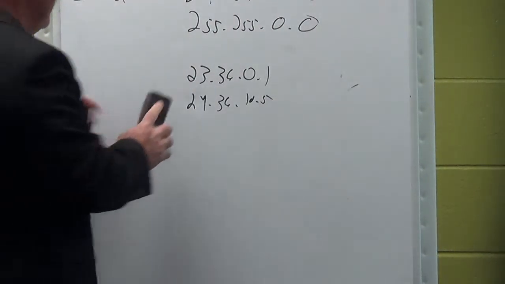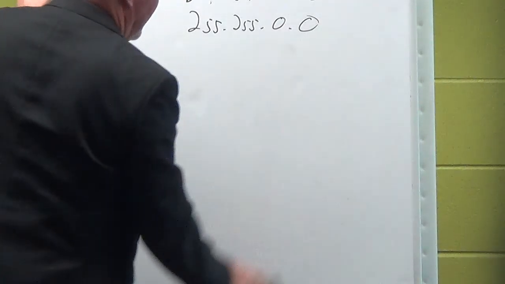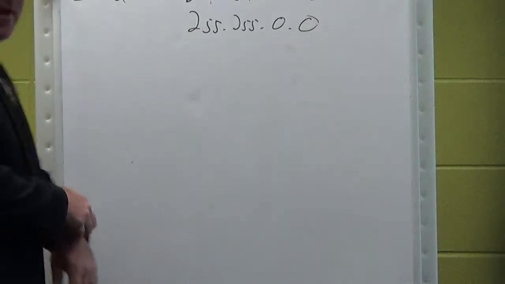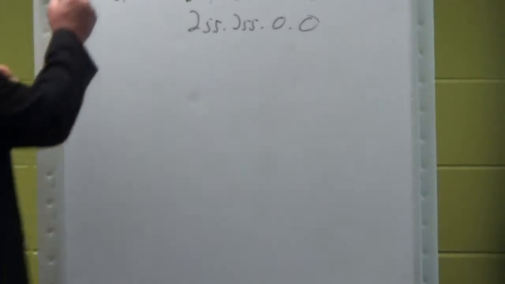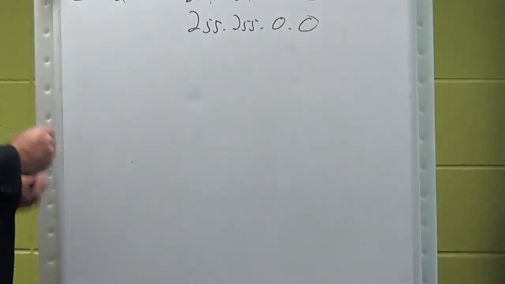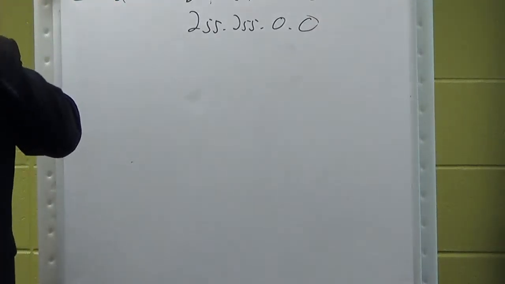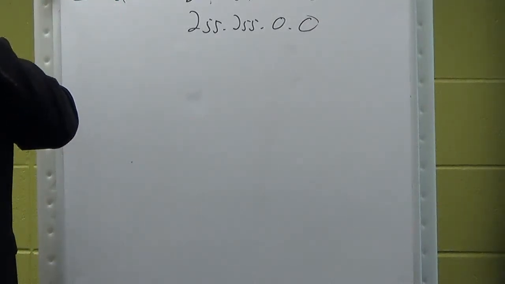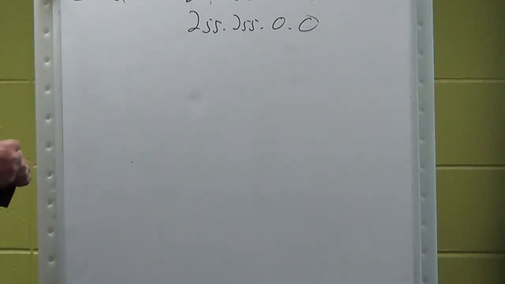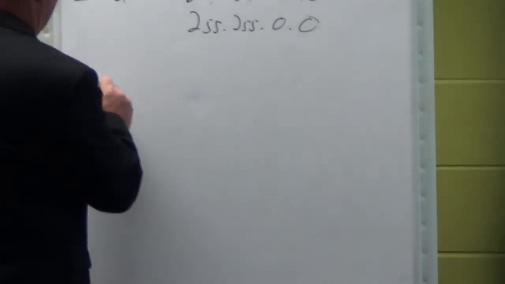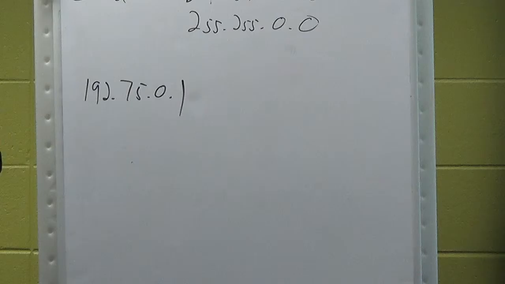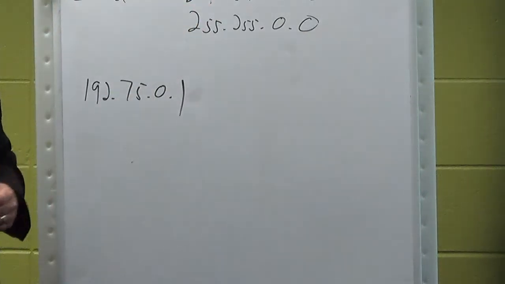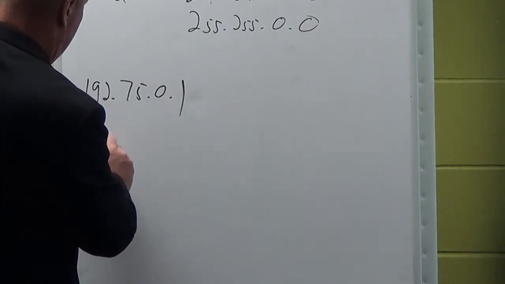Okay, so someone give me a valid IP address. Someone give me a valid IP address for a printer that is located in the Chicago office. Hold on, I'll let somebody else. Christopher, you got to sound off, buddy. 192.75.0.1. Okay, that's a valid IP address. All right? Someone give me a valid IP address for something in the Indianapolis office. Yes? 24.36.0.1.